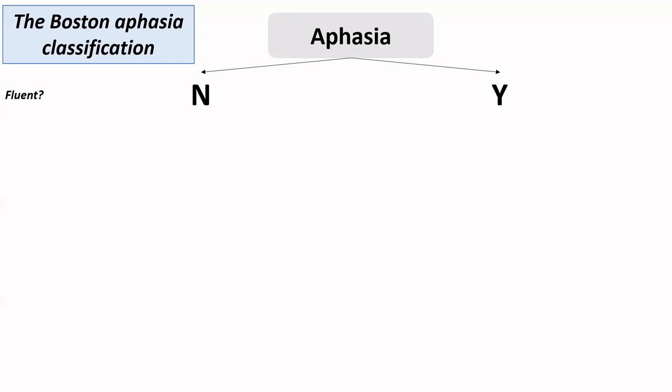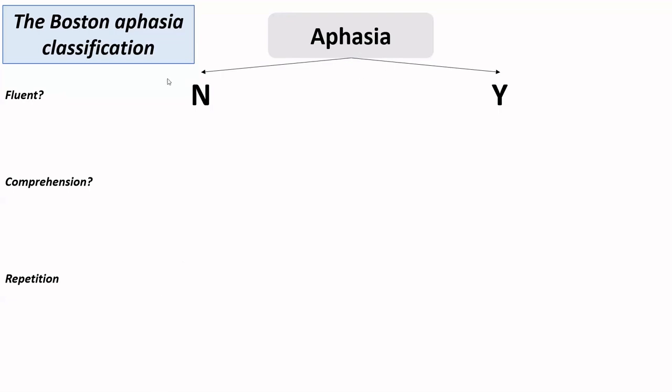So what's the Boston aphasia classification? Well, it's a way to classify aphasia syndromes based on three components. Is the language fluent? Yes or no? Does the patient have intact comprehension? Yes or no? And is the patient able to repeat? Yes or no? And we immediately see, based on these three questions, that we are basically inquiring about fluency: is there involvement of the Broca area, yes or no? If a patient has no fluent language, Broca must be involved. Comprehension, Wernicke must be involved, and repetition, the arcuate fasciculus must be involved.